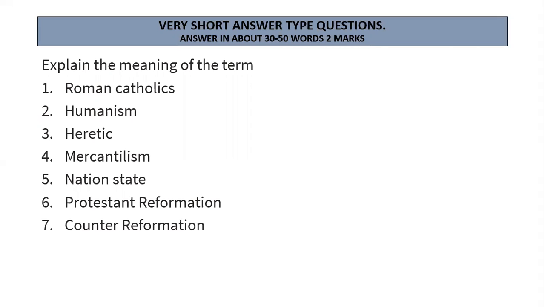Then the term heretic. All those reformers who opposed the Catholic Church or criticized the objectionable church practices were called the heretics. They were heavily punished by the Pope, and also sometimes, as in the case of Hus, they were ordered to be burnt alive.